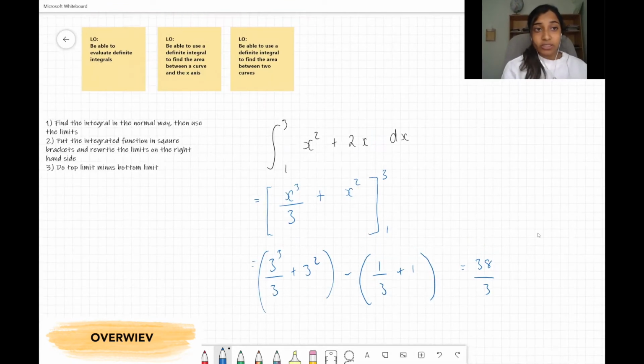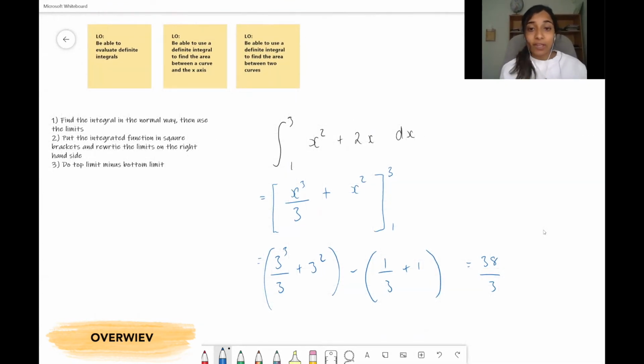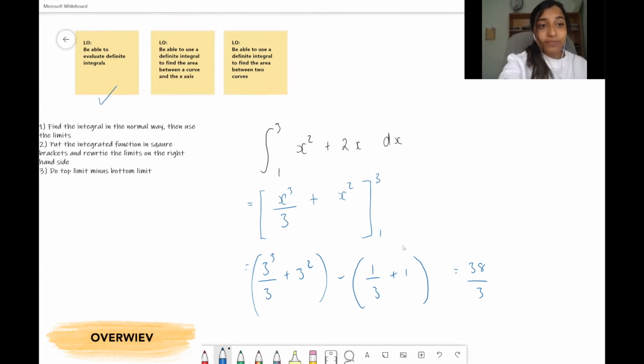So that's just how you evaluate definite integrals. Just integrate it normally, put your square brackets with your limits on the right hand side, and then you plug your limits into the integral that you get, and you do your top limit here minus your bottom limit here to get your answer. So that's how you evaluate definite integrals.